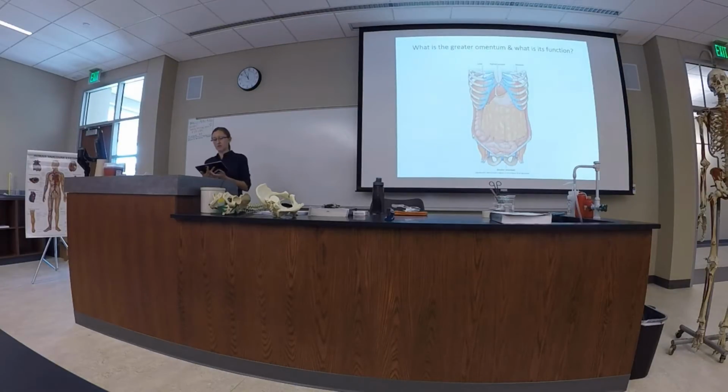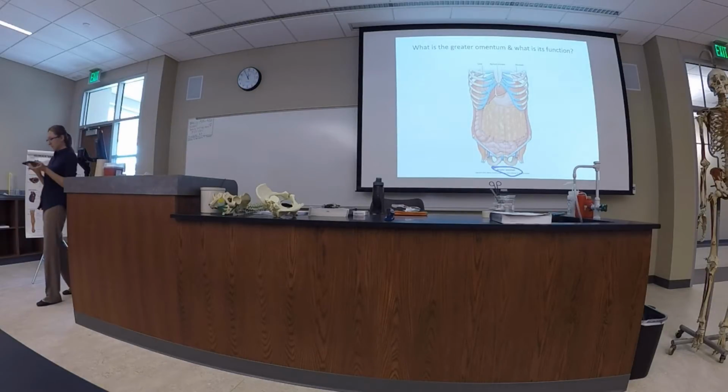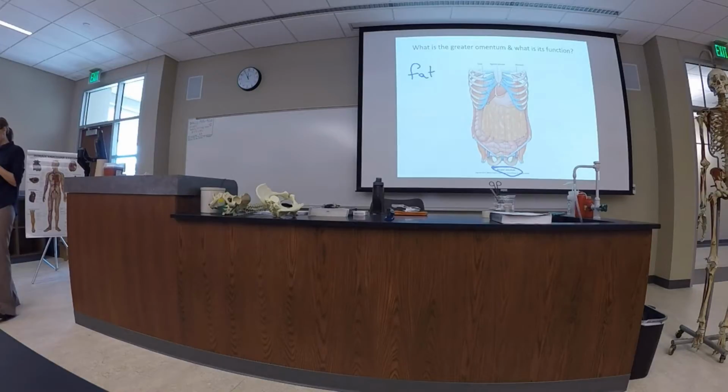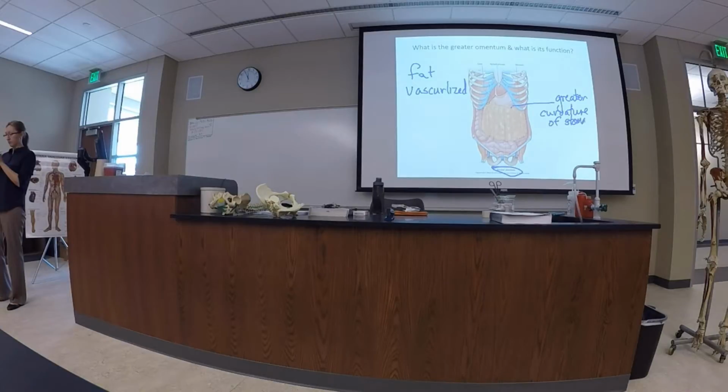So then let's jump over to the greater omentum. Remember we had that big flap coming down the front of the abdominal cavity, so that is here. It's a big old fold of the peritoneum, and it's infiltrated with lots of fat and a huge number of blood vessels. So it's very vascularized. At the top, it's attached to the greater curvature of the stomach, and it's attached to the transverse colon.